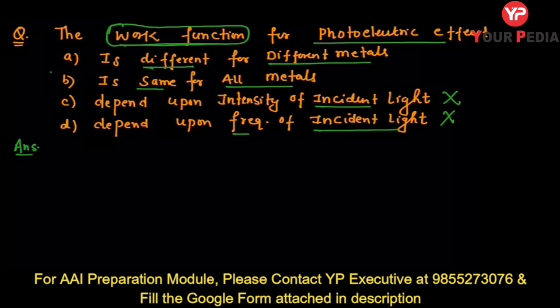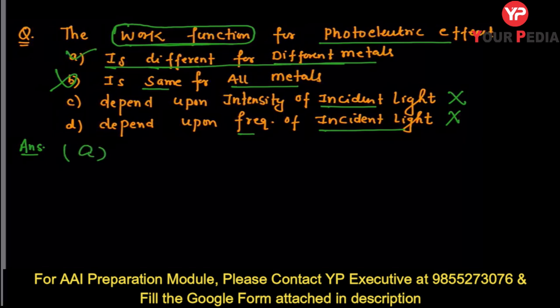Fine. Is it the same for all metals? No. For aluminium it is 4.3 electron volt. For copper it is almost 4.7 electron volt. So it is not the same for all metals, meaning it is different for different metals. Fine. So the answer is A.